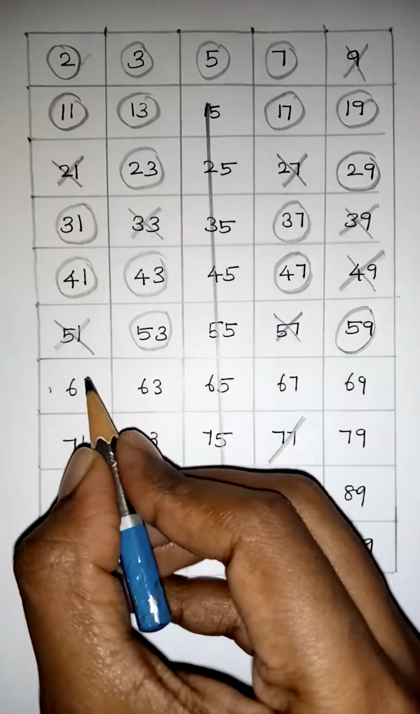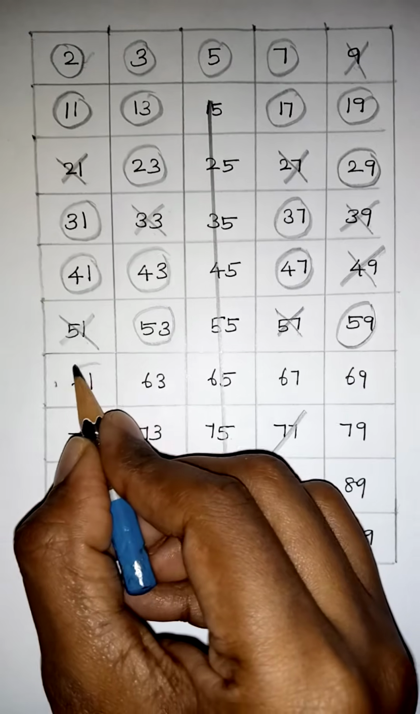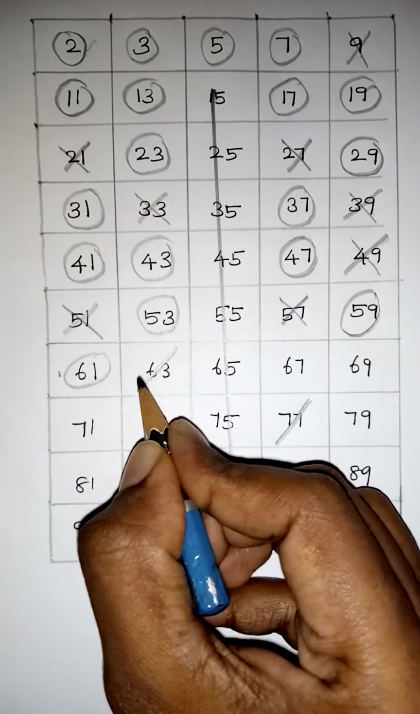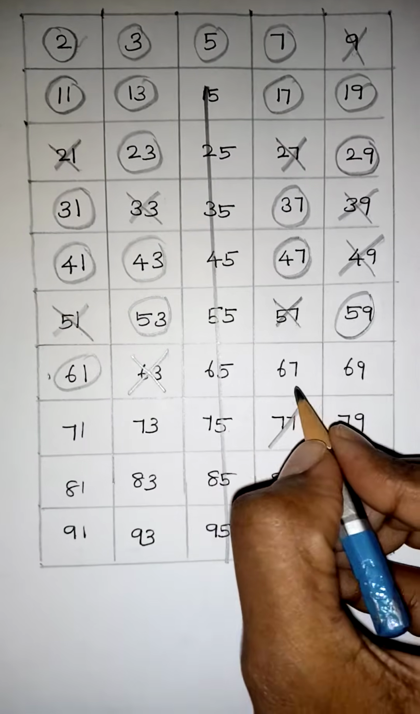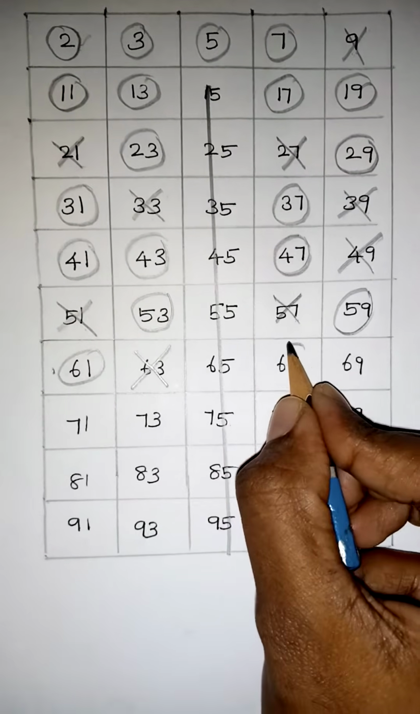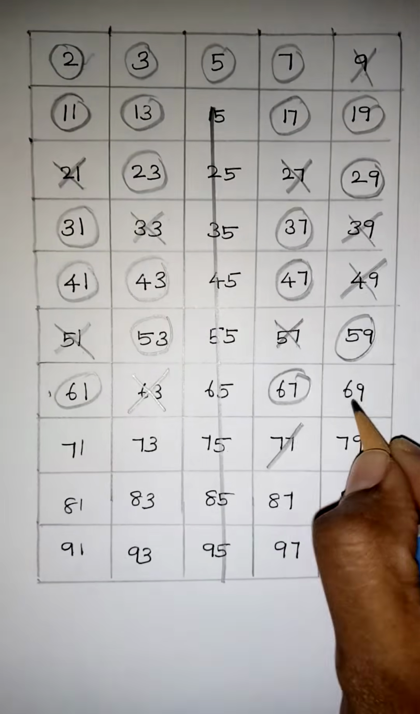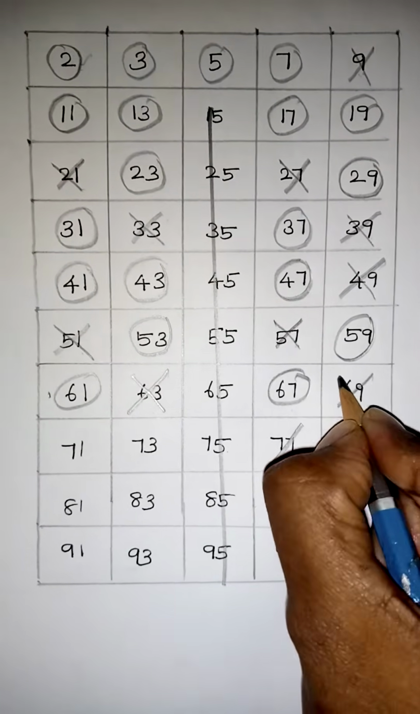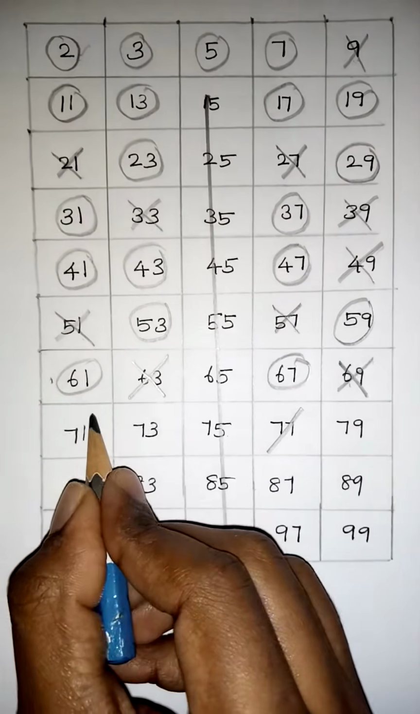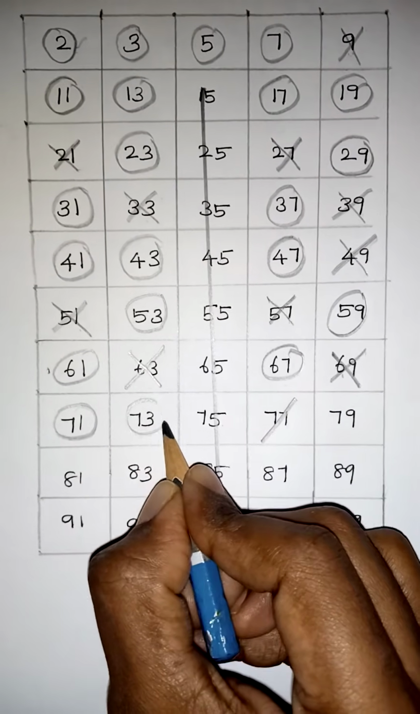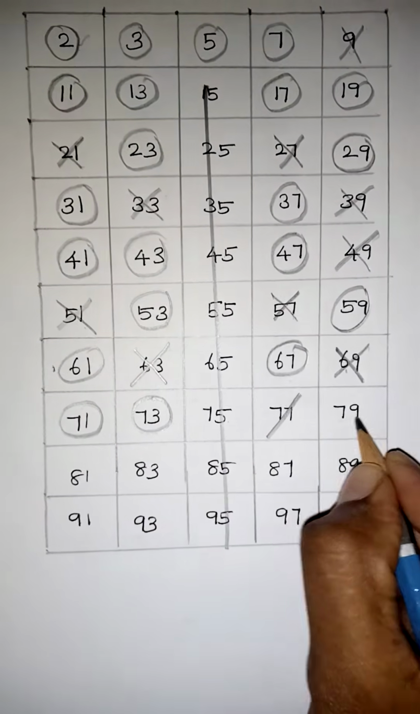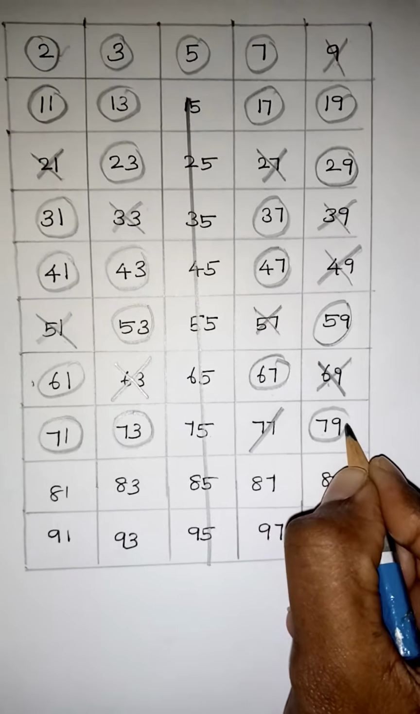Now from here, 61 is a prime, 63 is a 3 table number, so we can cancel this. 67 will never come in any other table, circle it. 69, 3 table, so cancel this. 71 will never come in any table. Then 73 also not in any tables. 79 not in any tables.